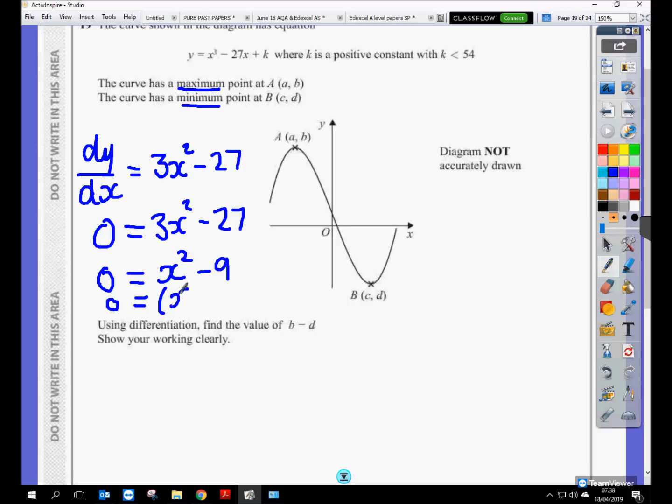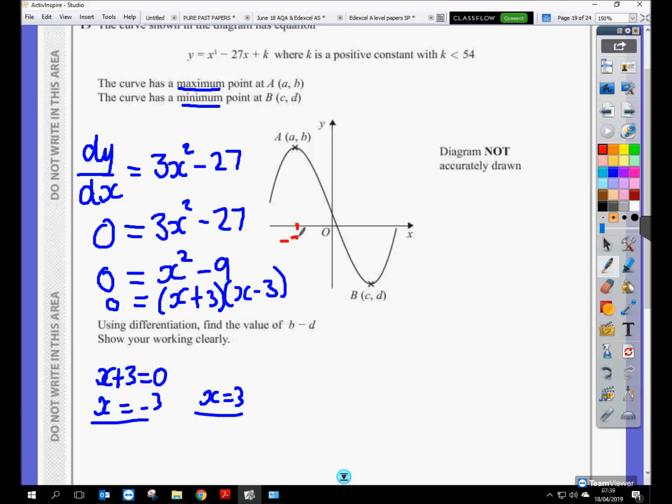This is the difference of two squares, x plus 3, x minus 3. So when you solve this, what we do is we set each bracket equal to 0. So x plus 3 equals 0, x equals negative 3. And something similar for the other one, and you end up with x equals 3. Now it's quite clear to see that this one has an x coordinate of negative 3, and the other one has an x coordinate of 3. That means a is equal to negative 3.